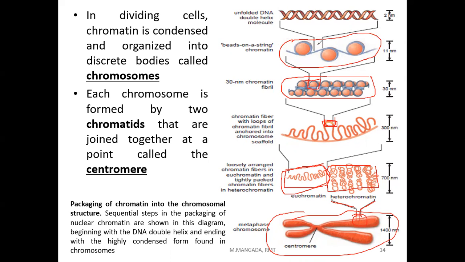Okay? And then we're going to get this portion here, and the blow up image is this one. Okay, this is an unfolded DNA double helix molecule. This is actually a structure as small as 2 nanometer. Okay? So, ganito po yung itsura or pinakamaliit na structure na nakikita natin or bumubuo dun sa ating chromosome. Okay? So, in dividing cells, chromatin is condensed and organized into discrete bodies called our chromosomes.